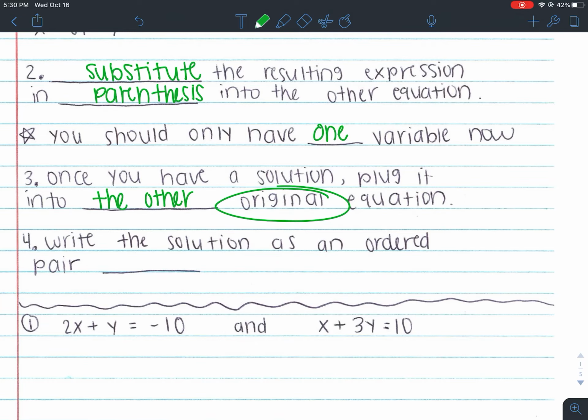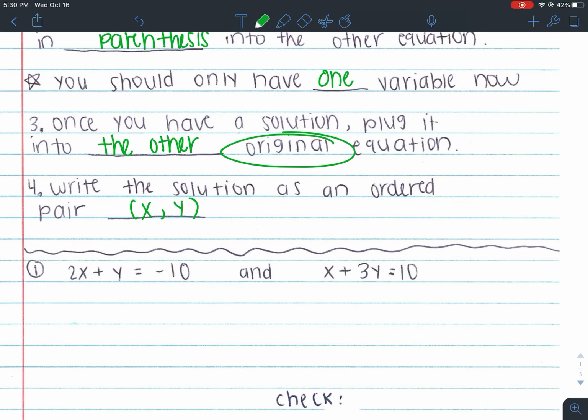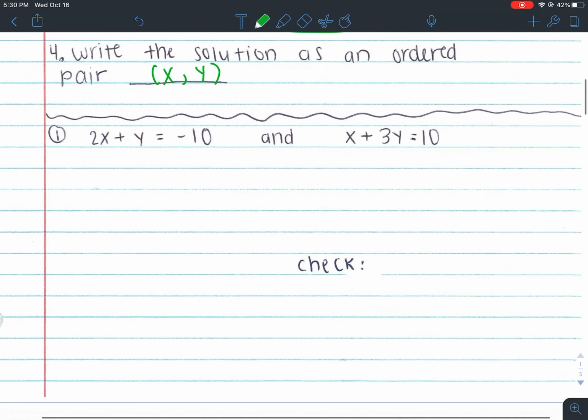And then the last thing is you're going to write the solution as an ordered pair, which looks like x comma y, right? You're going to write it as a point. Just like with graphing, if my lines crossed at one point, the solution was at that specific point. I am going to hop over to Desmos after I finish the first problem just to show you that you could also solve it by graphing. Every single problem that we're doing here, we could actually graph and we would get the same answers.